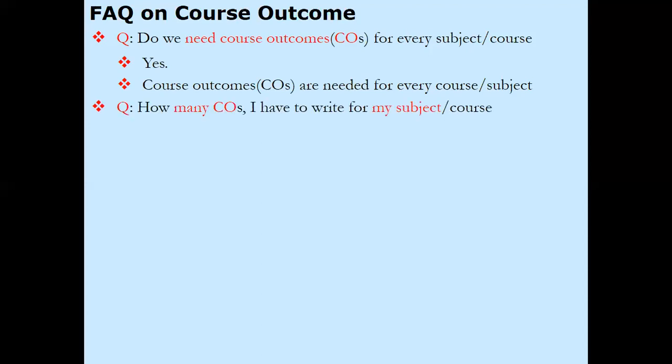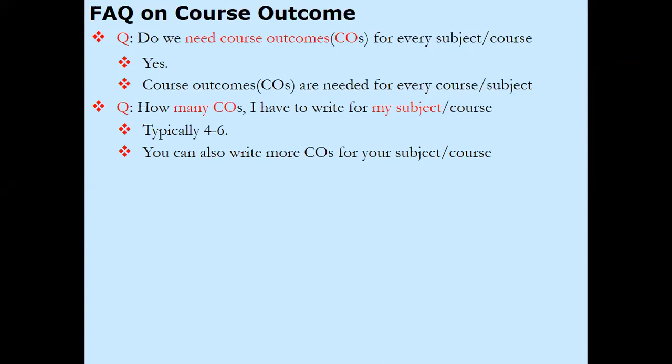There is another question: how many course outcomes do I have to write for my subject? Typically, you are supposed to write 4 to 6 course outcomes. You can also write multiple course outcomes for your subjects, like a project work. It's possible.